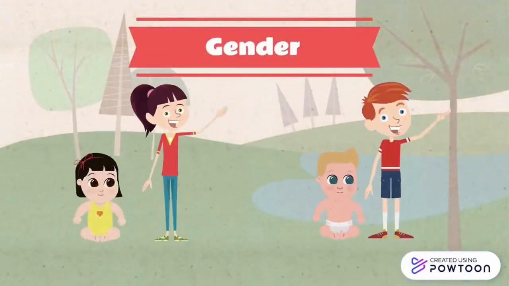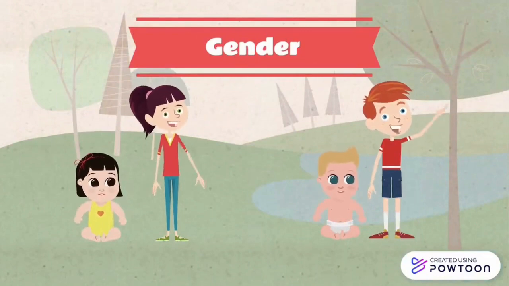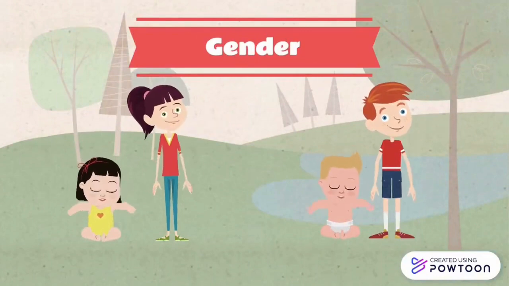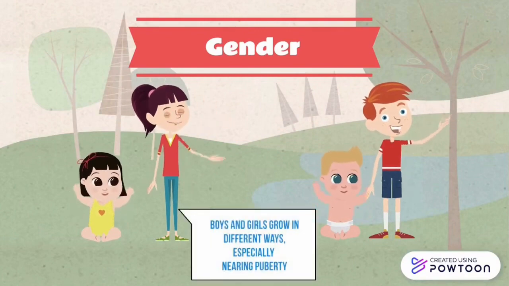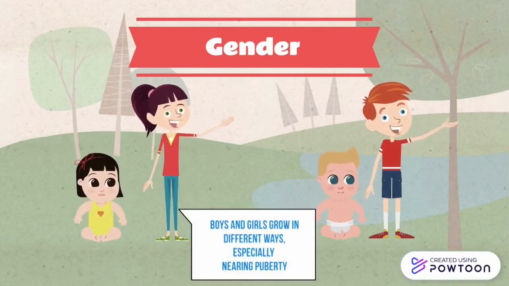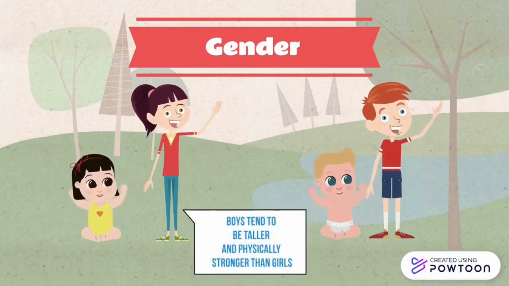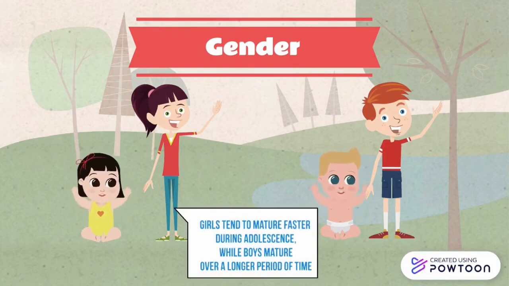The gender of the child is another major factor affecting the physical growth and development of a child. Boys and girls grow in different ways, especially nearing puberty. Boys tend to be taller and physically stronger than girls. However, girls tend to mature faster during adolescence, while boys mature over a longer period of time.